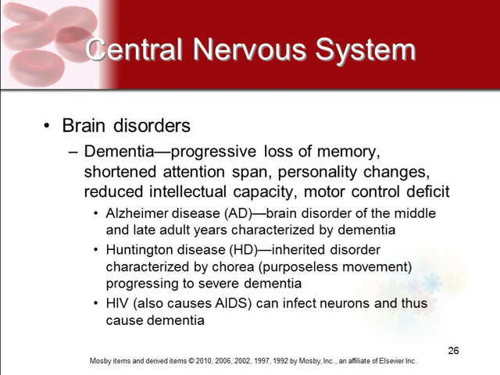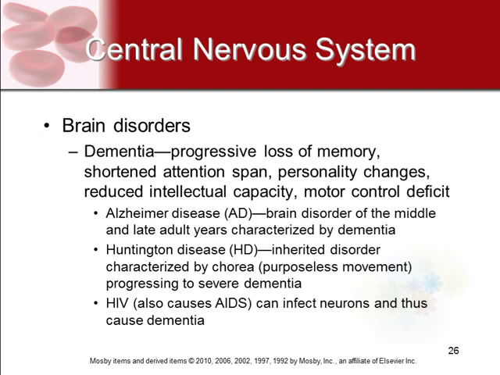For other brain disorders, there's also things like dementia. Dementia is a progressive loss of brain memory. Normally there's a shortened attention span, some personality changes. They have a reduced intellectual capacity and a lack of motor control. And dementia can be classified into a few different types. There's Alzheimer's disease, which probably everybody's heard of, and that's a brain disorder of the mid to late adult years, and it's mainly characterized by dementia.